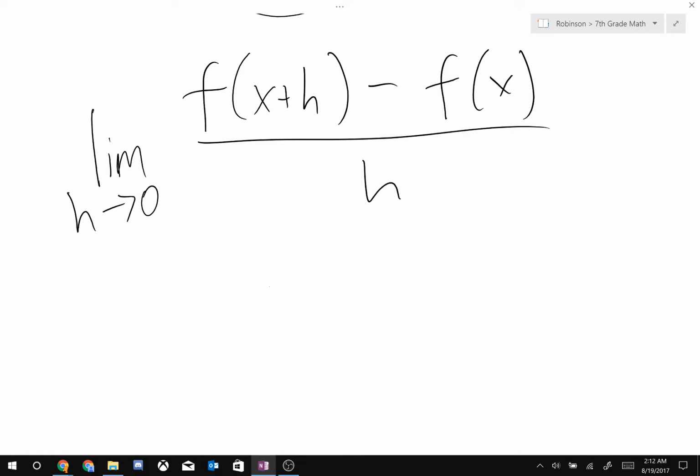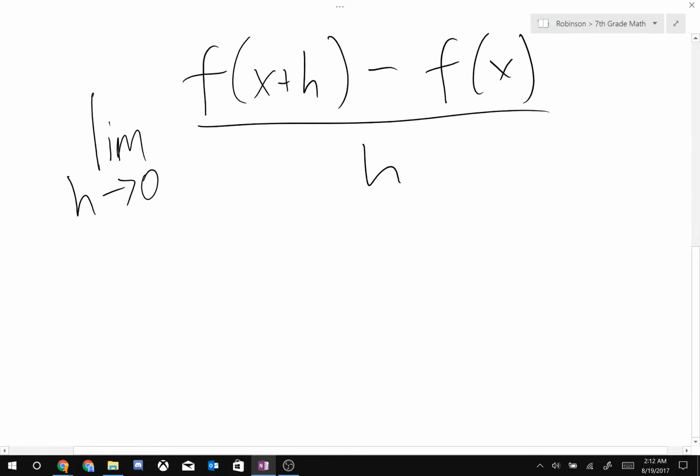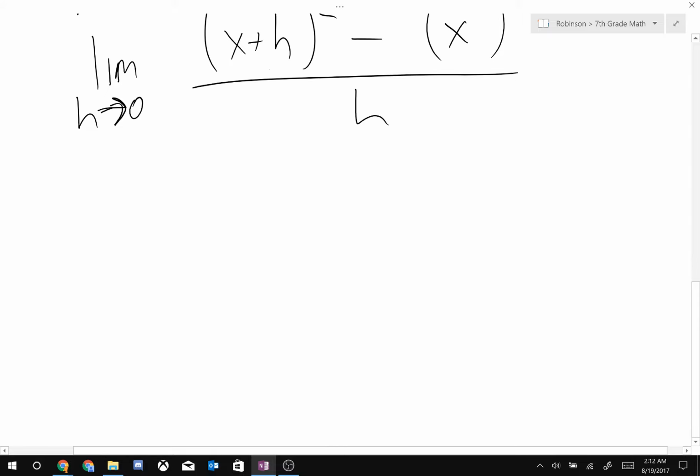At this point, what we can do is actually plug in some stuff. So we're going to use our formula of f of x is equal to x squared. So let's plug that in. We're going to take the limit as h approaches 0. Instead of f of x, it's going to be x plus h squared, because whatever we plug in there, we're going to square. Minus x squared. Still just over h, though. Let's keep going. The limit as h approaches 0.